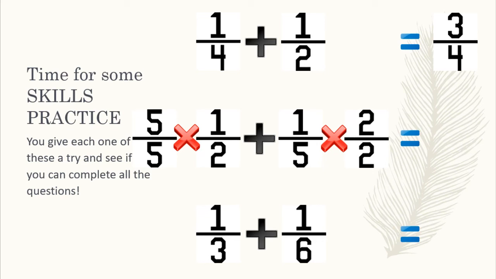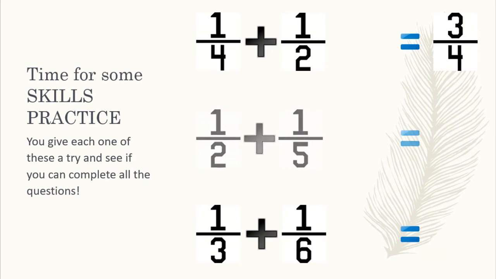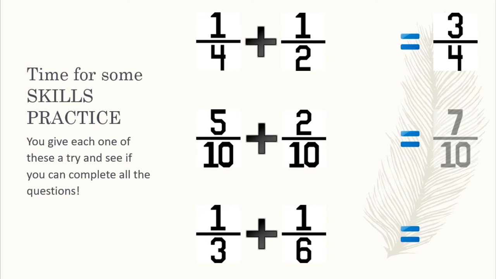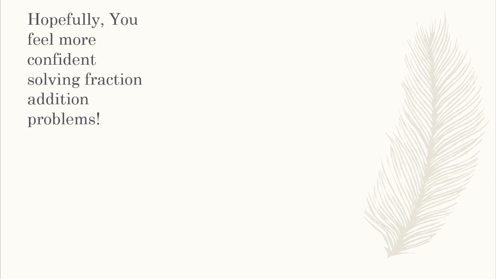So this one was for all the rock stars who figured out that if we multiply the 1/2 by 5/5 and the 1/5 by 2/2, we can create a matching denominator, which would be 10. So we replace them with 5/10 and 2/10. Now we have matching denominators, and we get 7/10. Very good. For anybody who picked that up, you're awesome. And then 1/3 plus 1/6, we end up with 3/6. Right? So hopefully you feel more confident solving fraction addition problems when the denominators do and when they don't match.